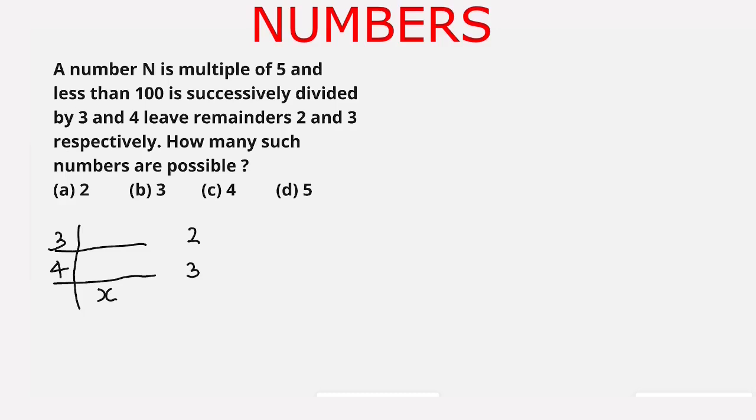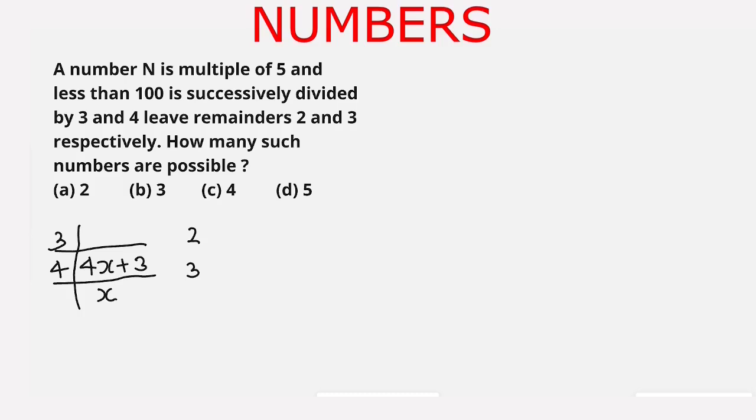It means that the divisor is 4, quotient is x and remainder is 3. So we find the dividend, and dividend will be 4x plus 3, because dividend is quotient multiplied by divisor plus remainder. Now this number is dividend for divisor 4, but it is quotient for divisor 3.